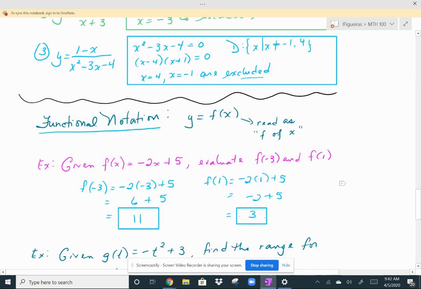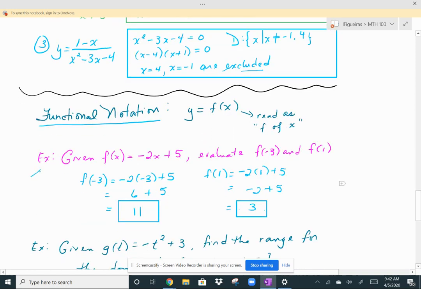So here's an example. We are given that f of x equals negative 2x plus 5. We want to evaluate f of negative 3 and f of 1. All right, so remember, f of x equal to negative 2x plus 5 is the same as saying y equals negative 2x plus 5. And we just want to evaluate it when x is negative 3, which is what you see here, and when x is 1. All right, so the work is right below.